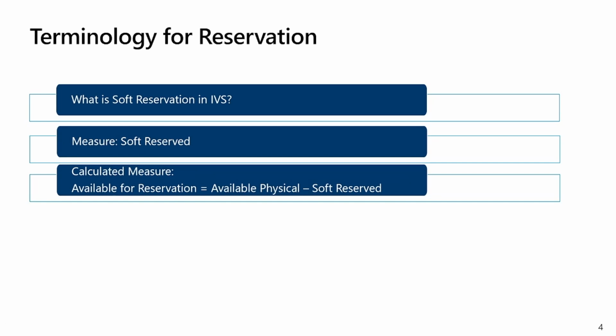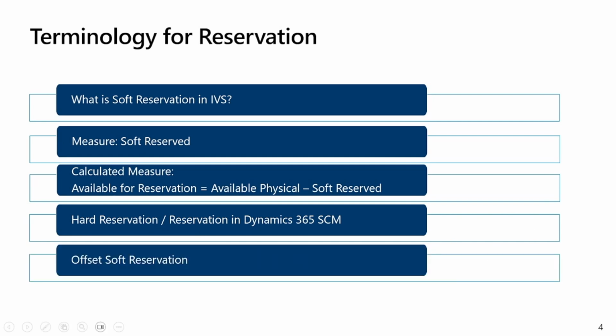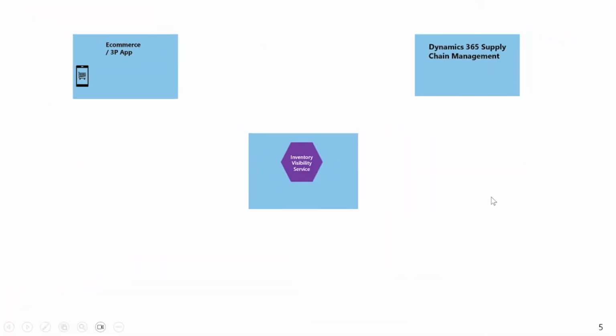It is typically set up as available physical minus whatever quantity is already soft reserved. When the order gets synced from e-com website to Dynamics 365 SCM, an order quantity is reserved in Dynamics 365 SCM that is often considered as reservation or the hard reservation. And then finally, that is when the offset of the soft reservation is also triggered from Dynamics 365 SCM to Inventory Visibility Service. Okay, so now let us review a business scenario and see how soft reservation feature is implemented currently in Inventory Visibility Service.